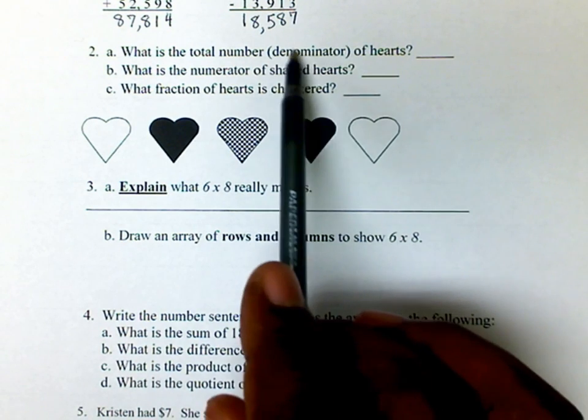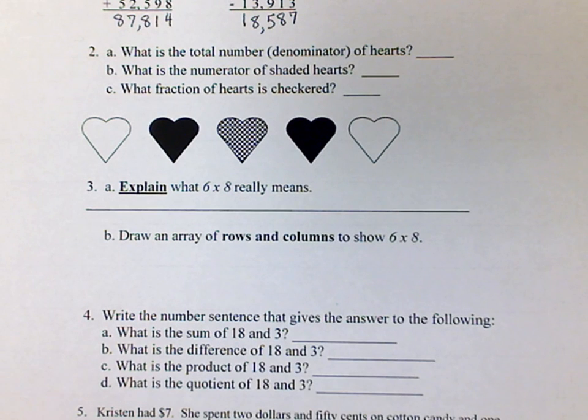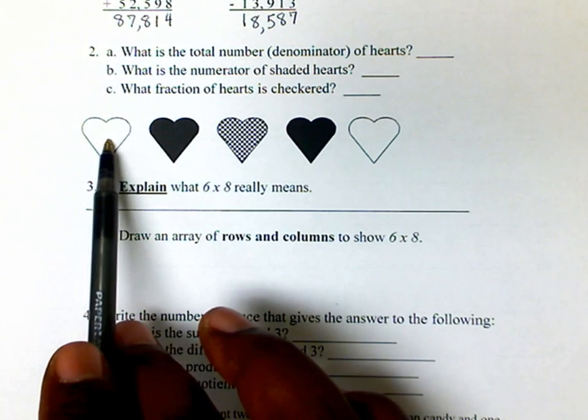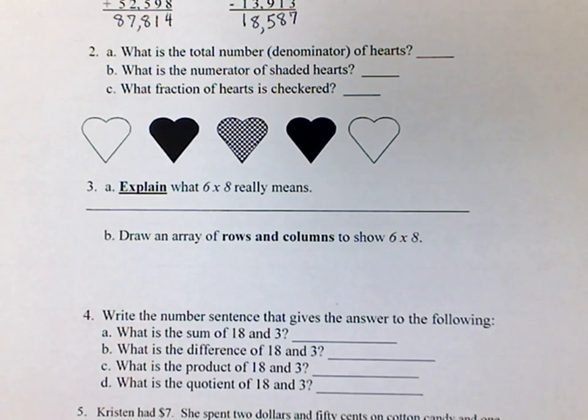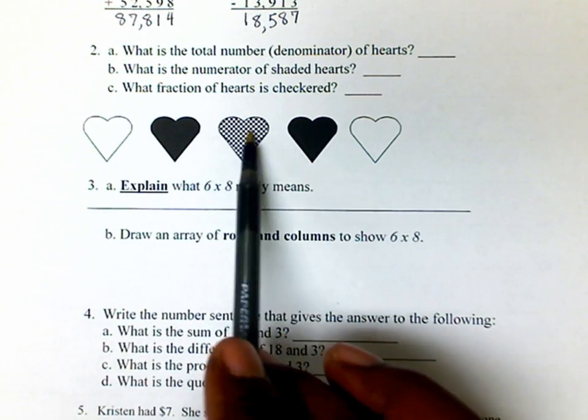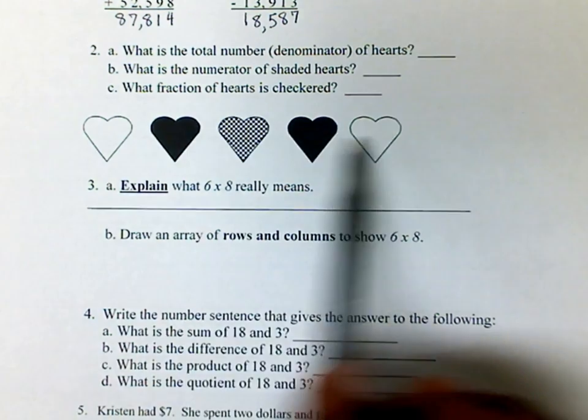The denominator is in parentheses because they want you to know that the denominator tells you how many equal parts there are in all. There may be some not shaded, there may be some shaded, there even may be some with patterns. But how many equal parts do you have in all? What makes them equal? They're all the same size heart.